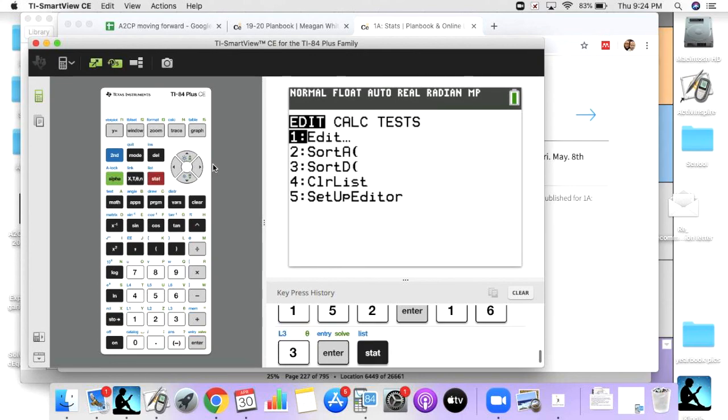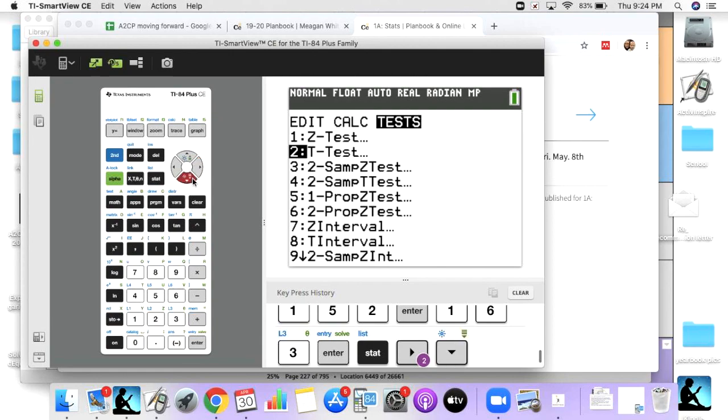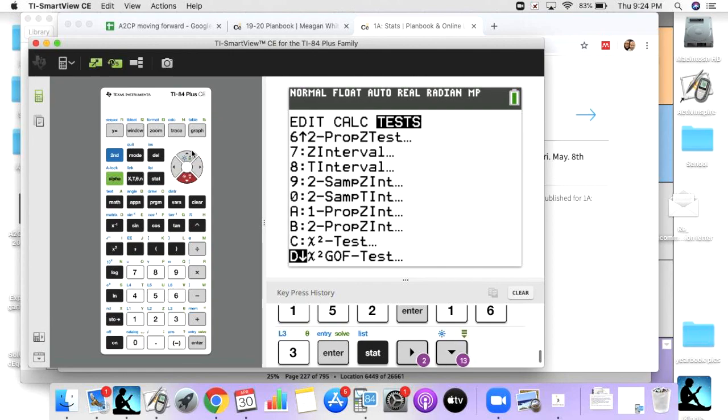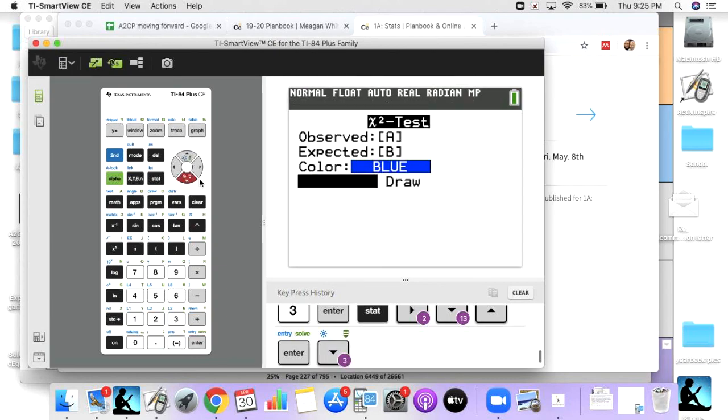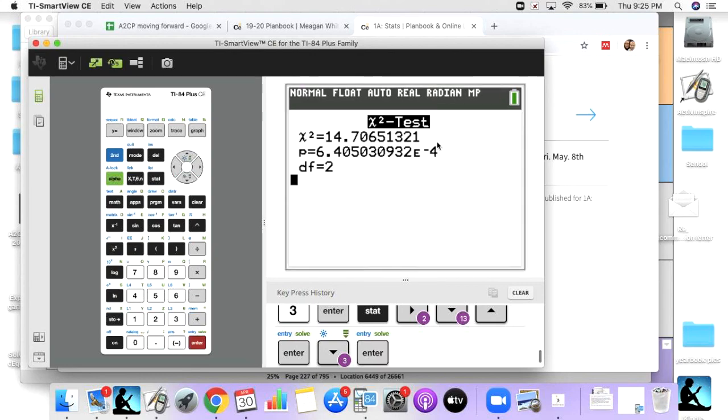So I go stats. I'm going to go over to tests. My test statistic is chi-squared. So I'm going to go down to chi-squared test. It is not a goodness of fit. I go right here and I press enter. Now, remember how last time we just like checked this out and checked that out and calculated it? We're going to do that too. Okay, and I'm going to come back to the screen in a moment. And there we go. We get our p-value. We get our chi-squared value. You should write those down on your paper. I have them written down.